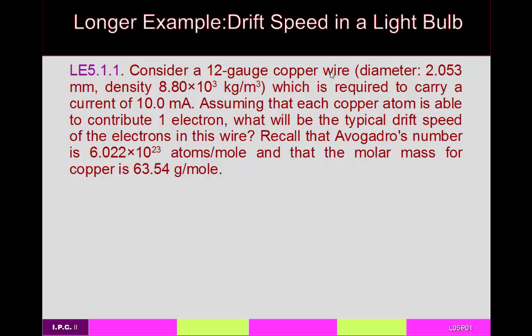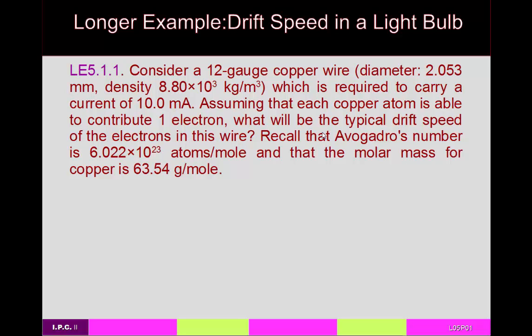We have a 12 gauge copper wire. The gauge basically tells us what the diameter is. You can find a gauge chart somewhere and it'll tell you 12 gauge means diameter 2.053 millimeters. The density of copper, by the way, is 8.80 times 10 to the 3 kilograms per cubic meter. And we need this to carry 10 milliamps. We're going to assume here that each copper atom can contribute 1 electron. And so what we want to know is what's the typical drift speed of the electrons in this wire.